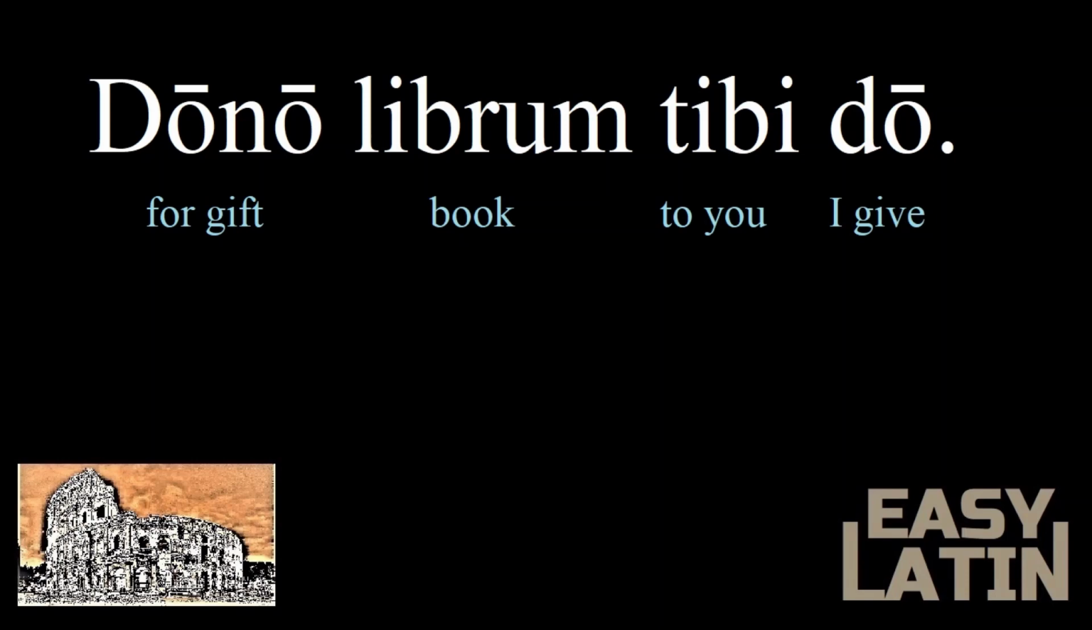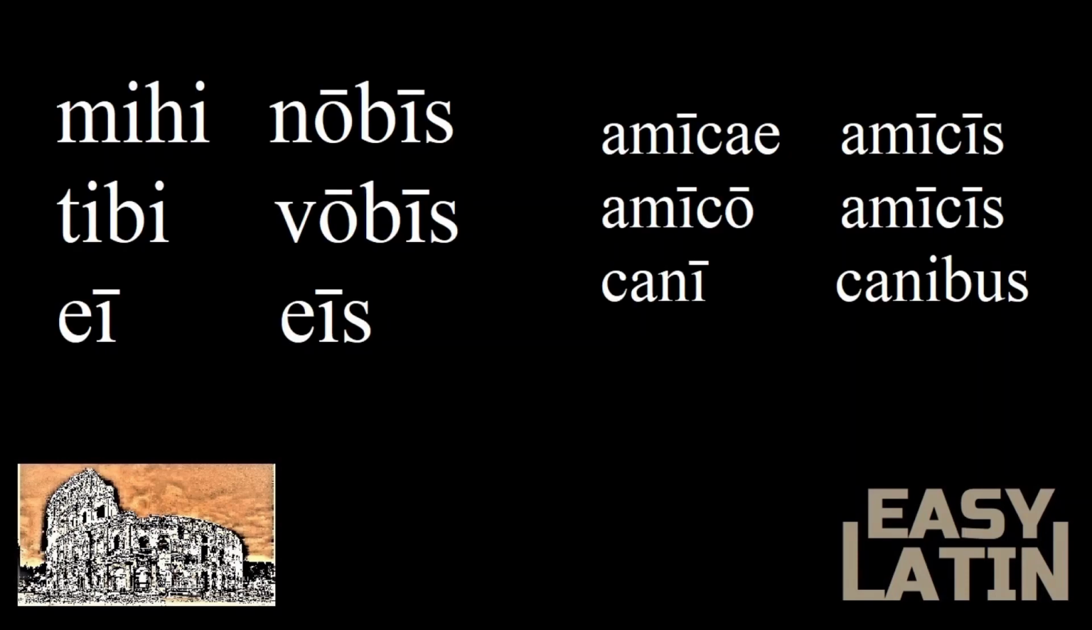These are the most common uses of the dative form. And the most important things to learn are the dative pronouns seen here. Mihi, nobis, tibi, vobis, ei, eis. And the first three declensions, amicae, amico, cani, amicis, amicis, canibus, since these are the most used forms.